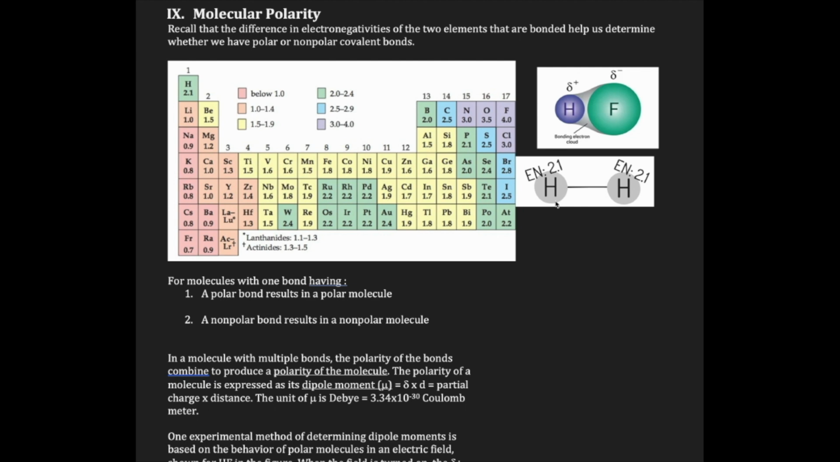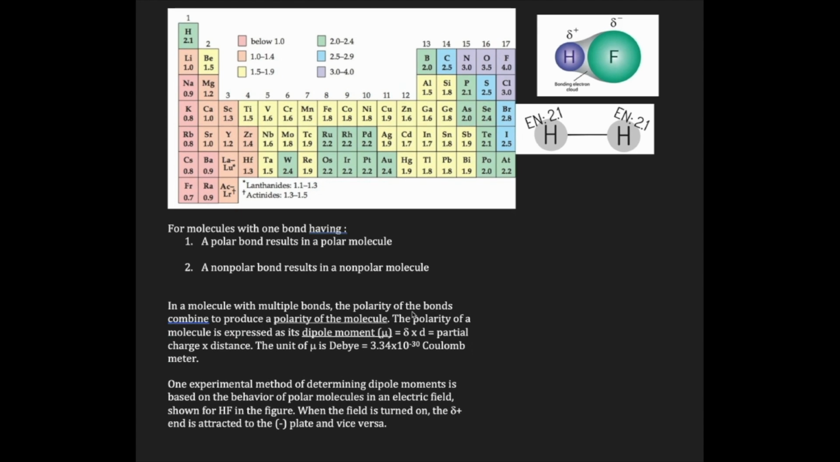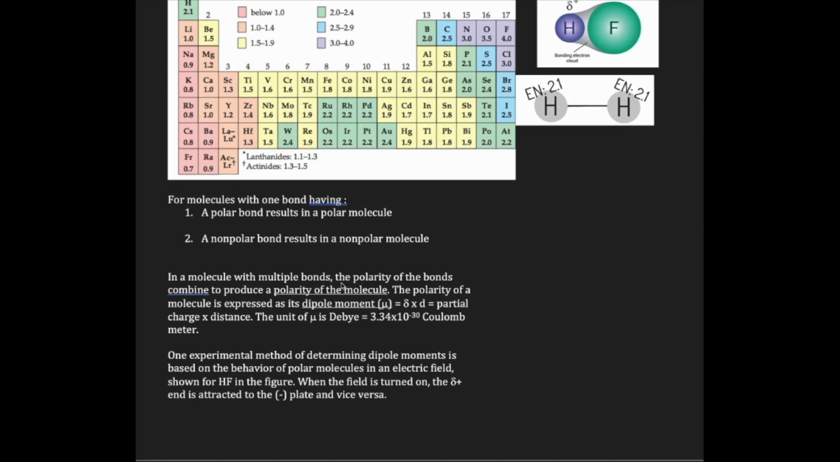And of course, we have requirements where up to 0.4 delta EN, the bond is considered nonpolar, and then greater than 0.5, it's going to be considered polar. Now, if you only have one bond in your molecule, then a polar bond automatically also means a polar molecule, whereas a nonpolar bond also means a nonpolar molecule. The problem is when you have multiple bonds, this becomes a little bit more difficult.